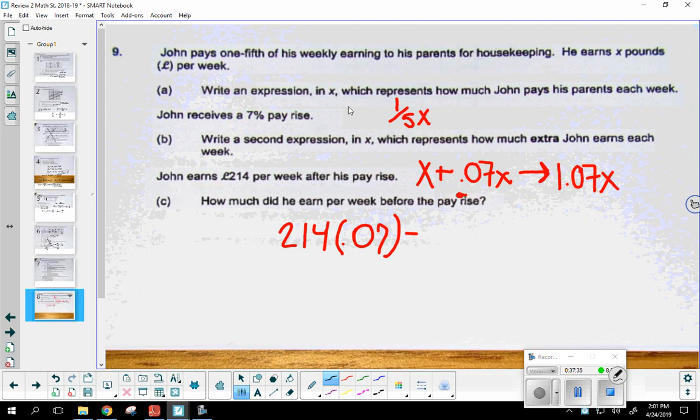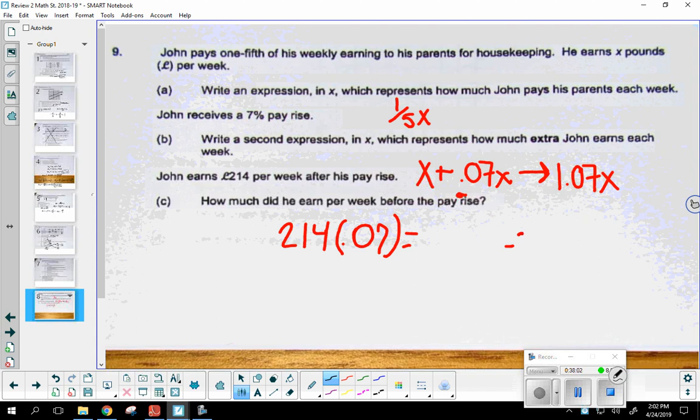Okay. I just did 214 times 0.07, and then I got like 14 point something and subtracted that from 214. That would work as well. She found out what the percent increase was, and then she subtracted that from 214. That's exactly right, that would work too. What does that equal?